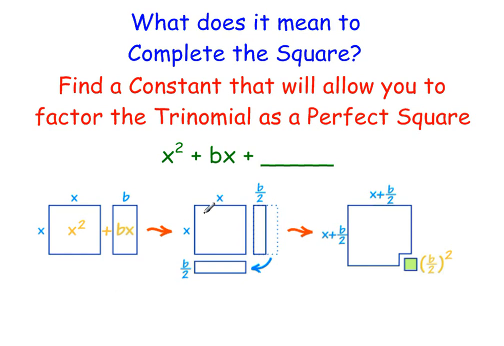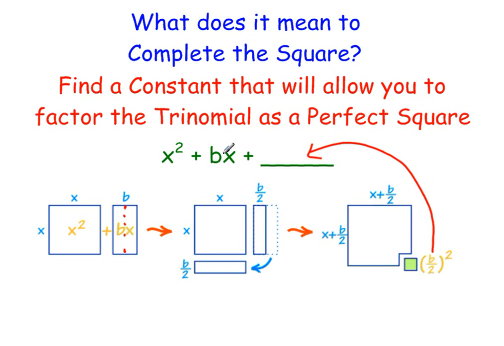So if I take x squared, and I take this bx rectangle and break it in half, I get b divided by 2 as my width, and I'm going to take that and put that on the bottom. So what I get is x plus b over 2 for the top and x plus b over 2 on the bottom, but I'm missing this tiny little square at the bottom. Well, what would this square be? This square would have dimensions of b over 2 and b over 2, which the area would be b over 2 squared. That is what we need to complete our square.